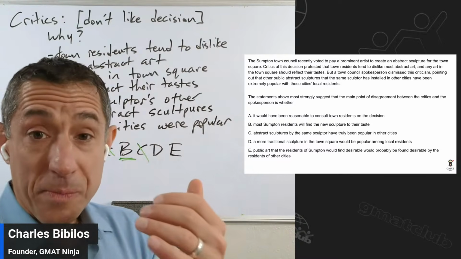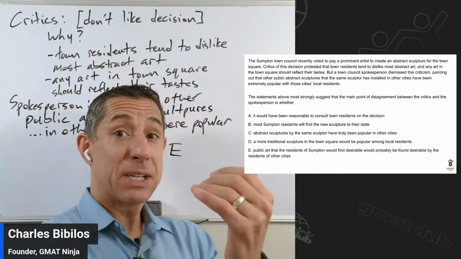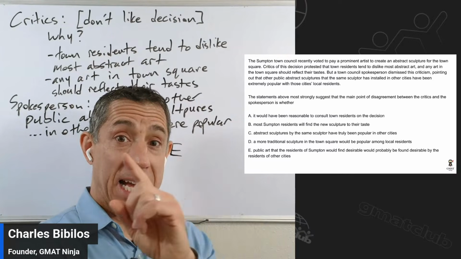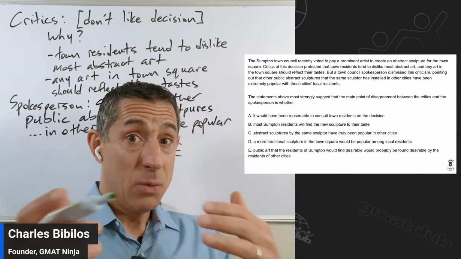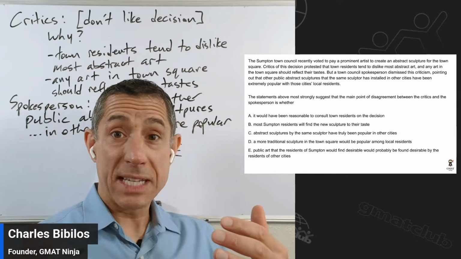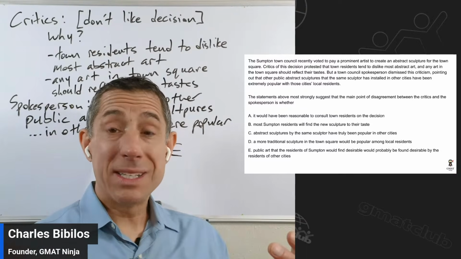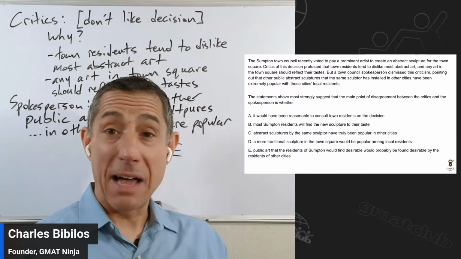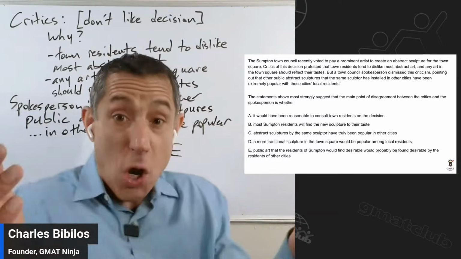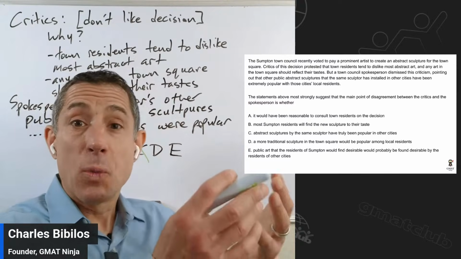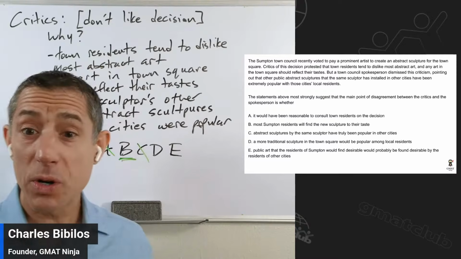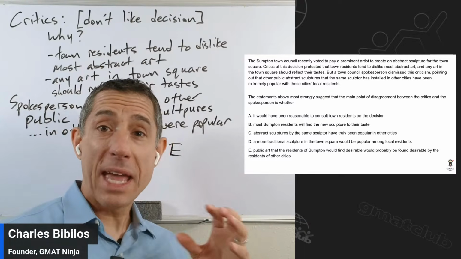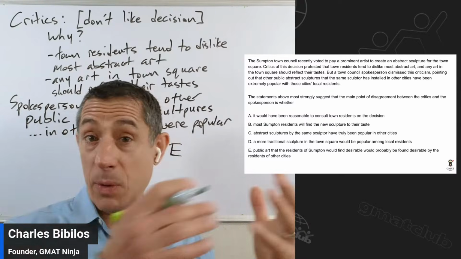What do we know? Nobody's discussing traditional sculptures here. The critics are saying, hey, we don't like abstract art. Most people here don't like abstract art. We want something that's more to our taste. What are their tastes? I don't know. Stick a stable of live horses in the front of the town square. Who knows, right? We know nothing about their taste. We don't know if they like traditional sculpture. What if they hate traditional sculpture even more? We don't know that. So we have absolutely no basis for saying, and we don't know about the spokesperson either.